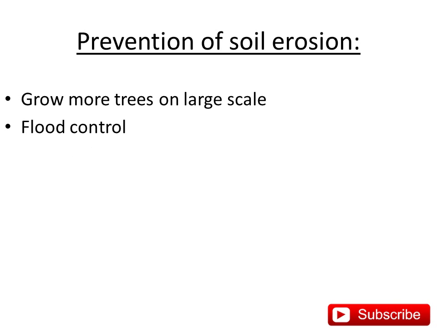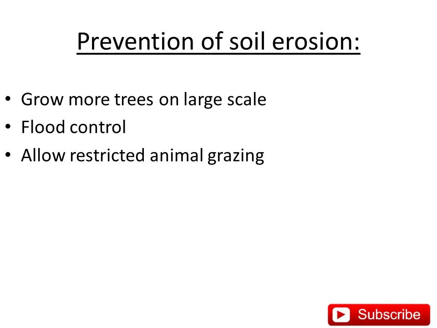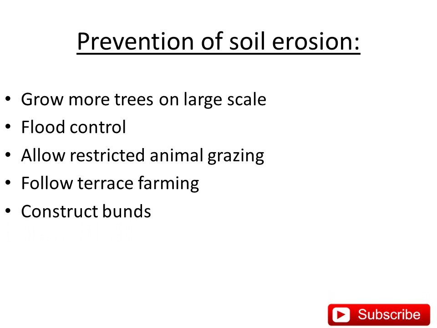Now flood control. There are different measures to control flood. So flood control is also one of the measures which should be taken for soil erosion. Allow restricted animal grazing. Animal grazing is done in plenty of areas, so it should be restricted. Follow terrace farming instead of other farming practices such as traditional farming and shifting cultivation. Construct bunds. So these are all the preventions of soil erosion. It is easy to remember the prevention of soil erosion as you know the causes of soil erosion.